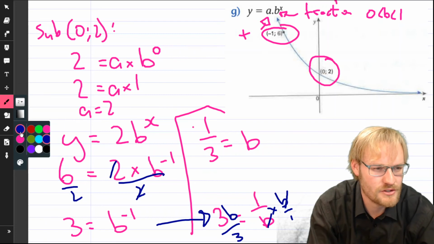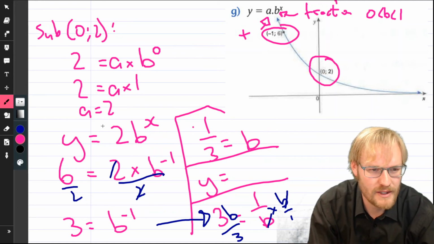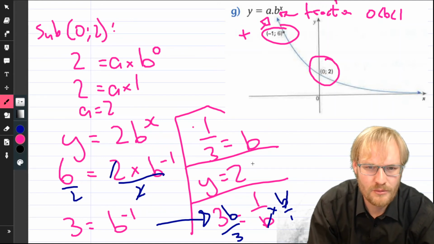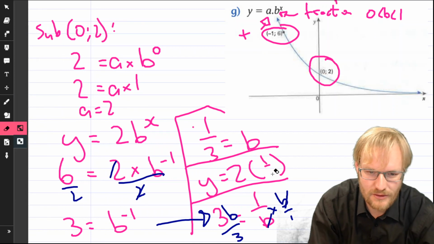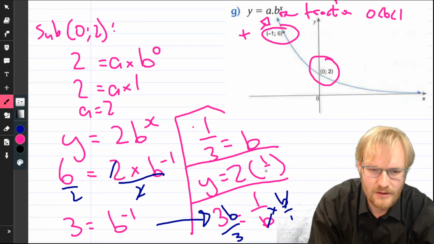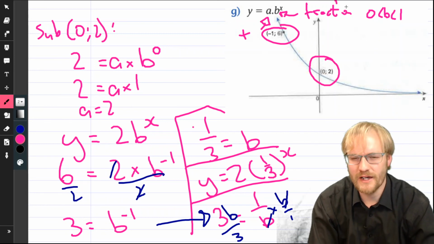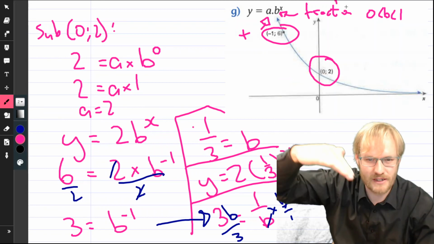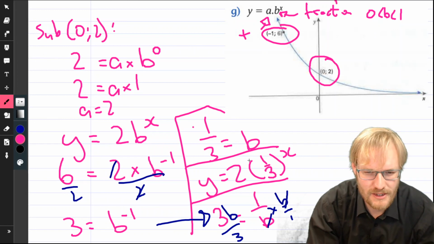And let's just finish it off in our equation. I'm going to put it in here, y equals a, well, a we said was 2, b we worked out to be a third, and let's neaten that third up a little bit, a third to the power of x. And we're expecting this fraction because of that shape. It's decreasing all the time. So we're expecting this to be a fraction. Okay, so that's how we get it.